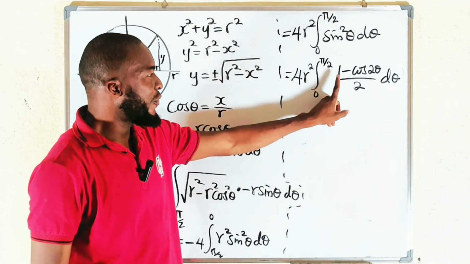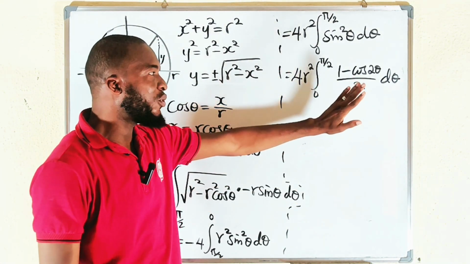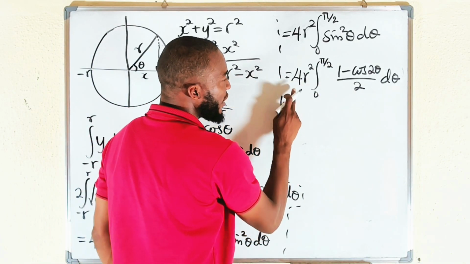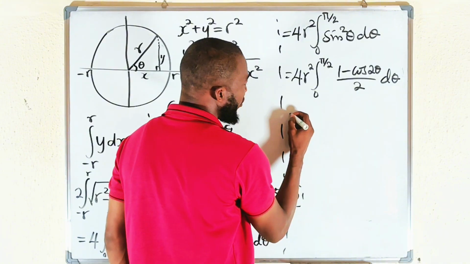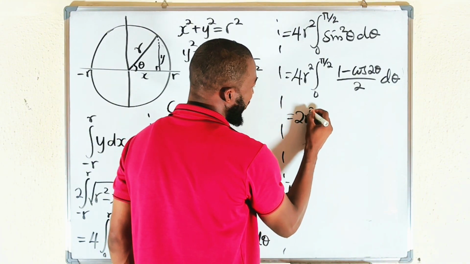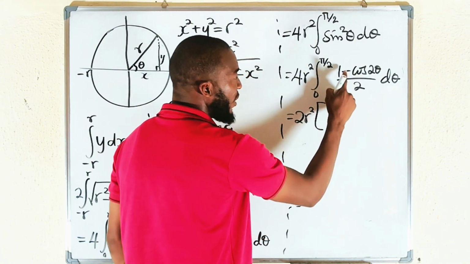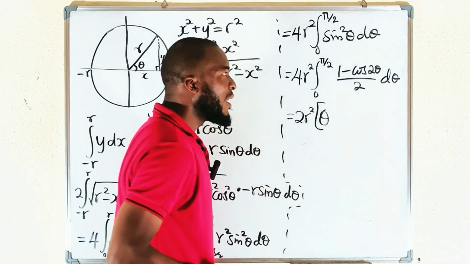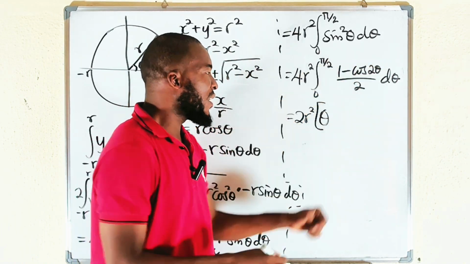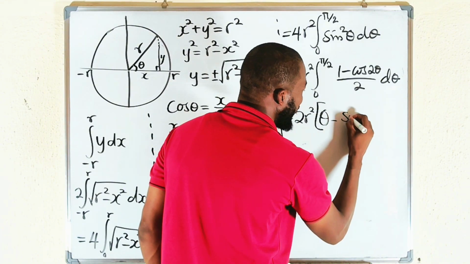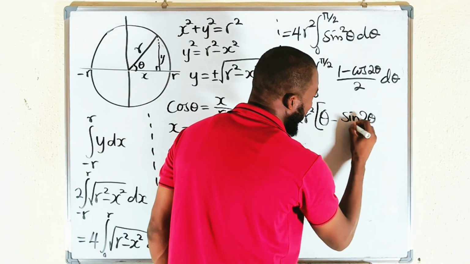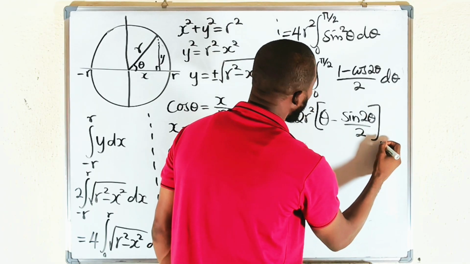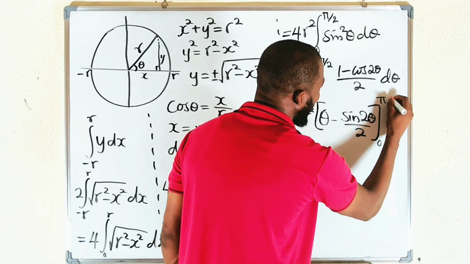Let us integrate. This is constant, so you don't have to integrate it. You can even factor it outside. The moment you factor it outside, it is going to divide this 4, and you're going to have 2r squared. Then inside, if you integrate 1 with respect to theta, you're going to get theta. If you integrate cos 2 theta, you're going to get sine 2 theta divided by the derivative of 2 theta, which is 2. The boundary is from 0 to pi over 2.